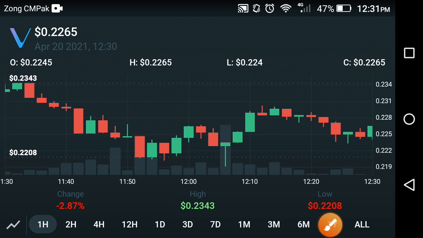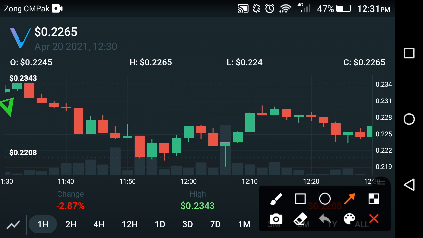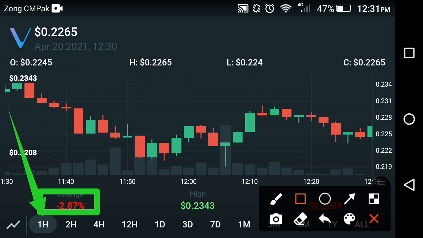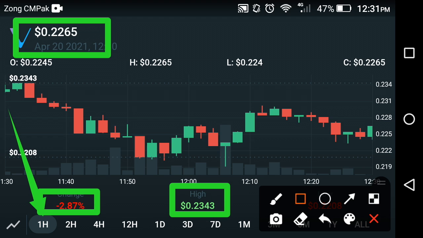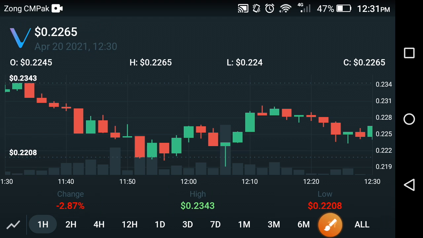As you can see here, for more details, the last 1 hour price prediction is on the screen. The last change is about negative 0.87%, and the high price of Vechain in the last 1 hour is about 0.2343 USD. Now the current price of Vechain is about 0.2265 USD at this time, friends.